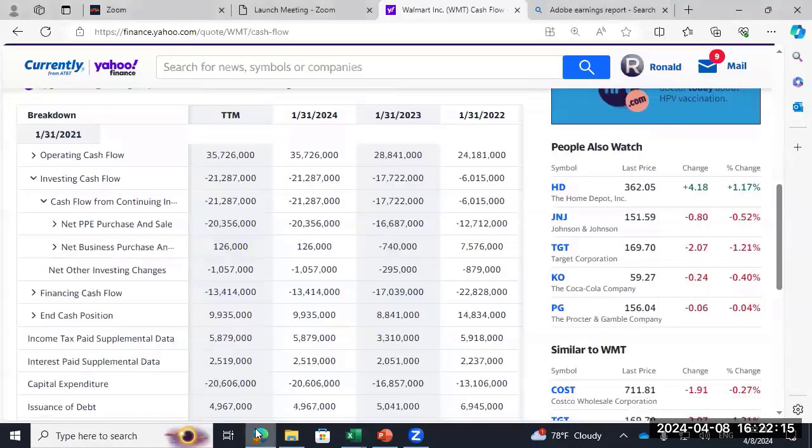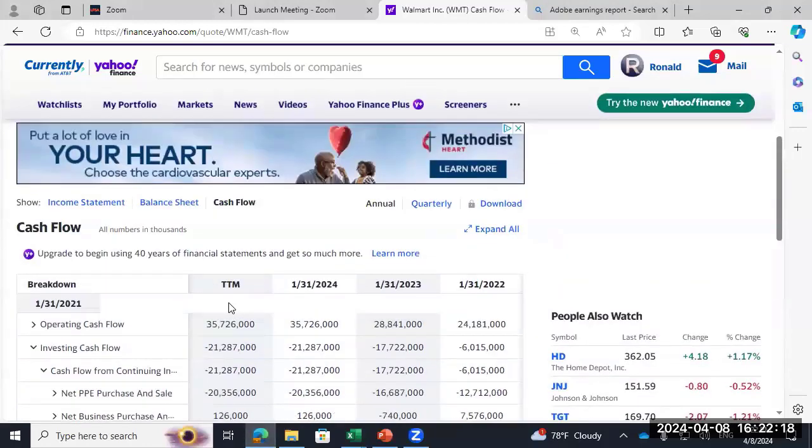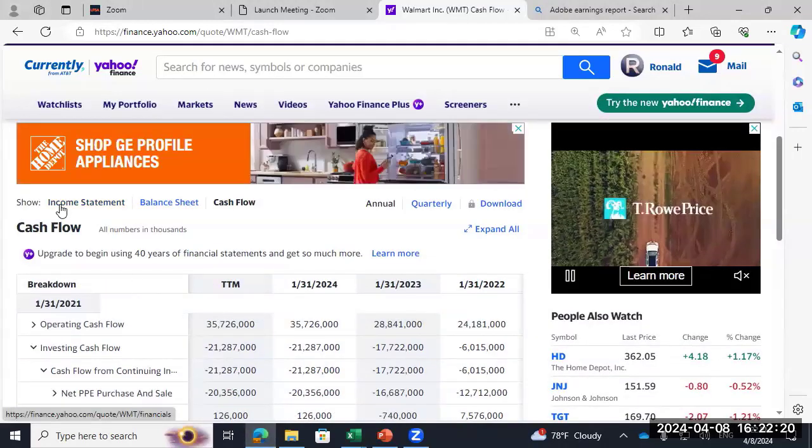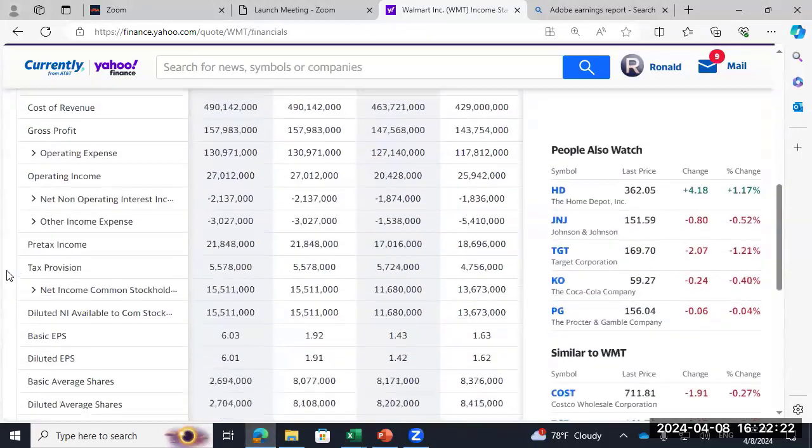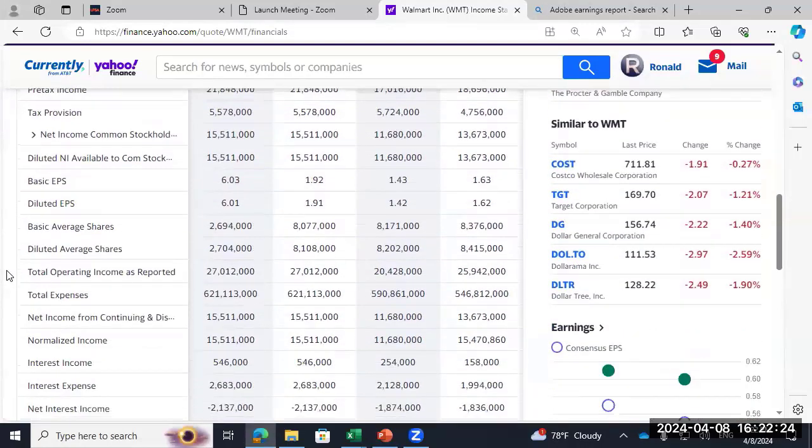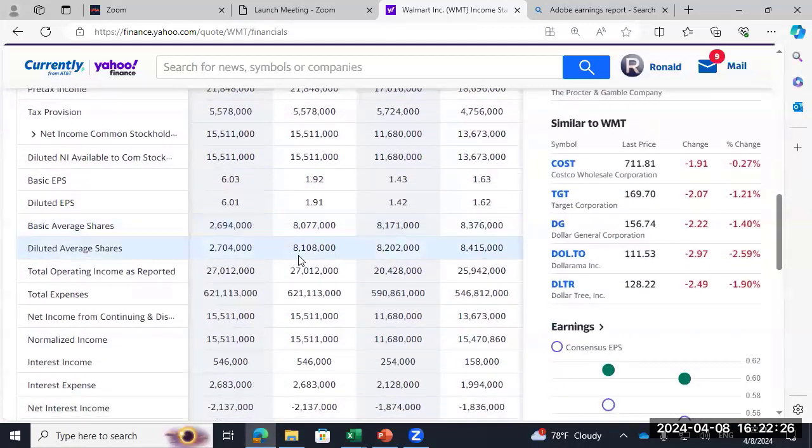Number of shares, anyone know where to get the number of shares? Go to the income statement. They give it to you down here. Basic average number of shares or diluted, either one, 8108.